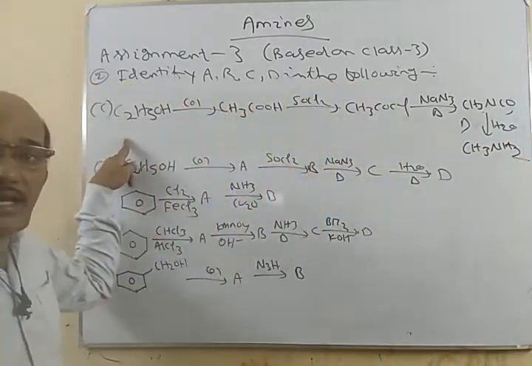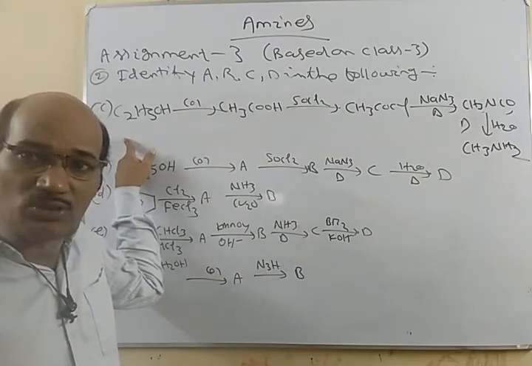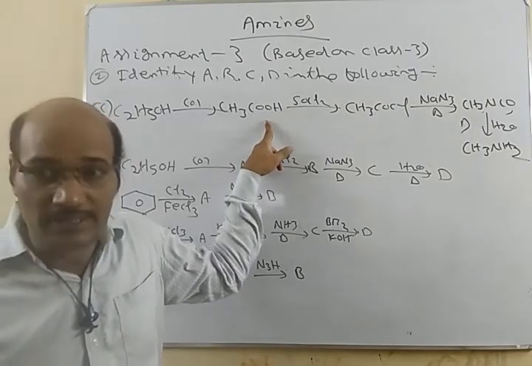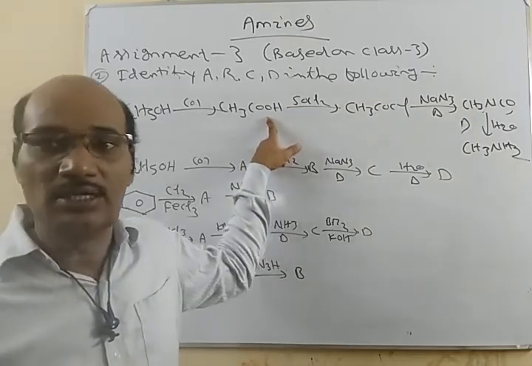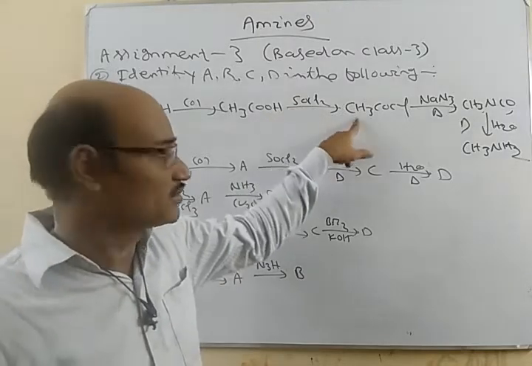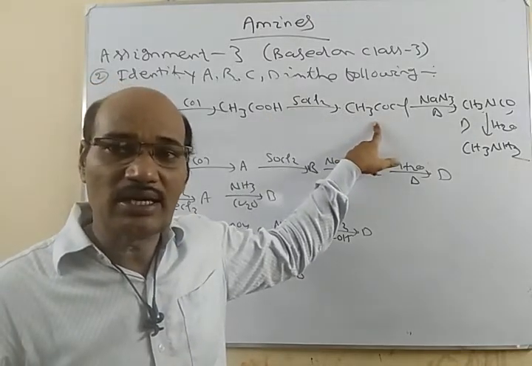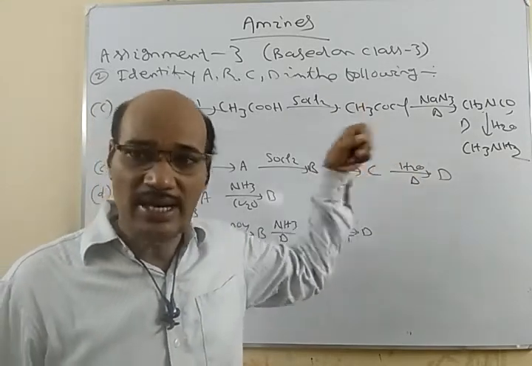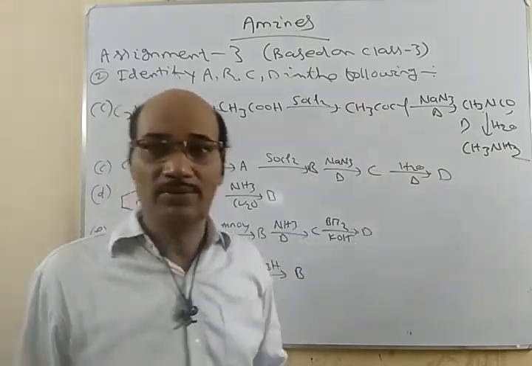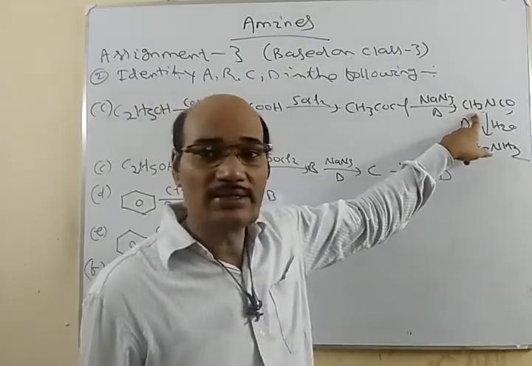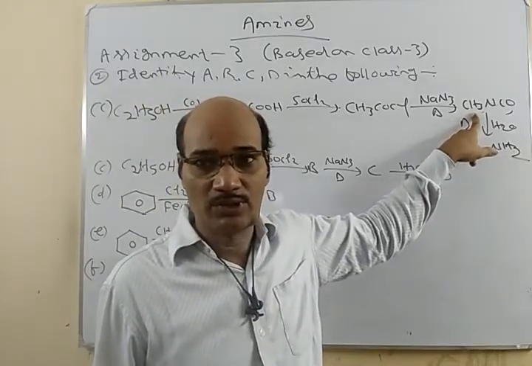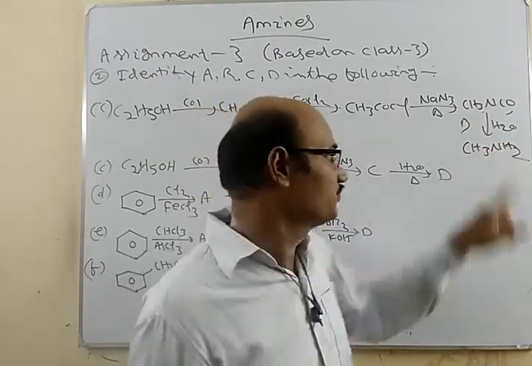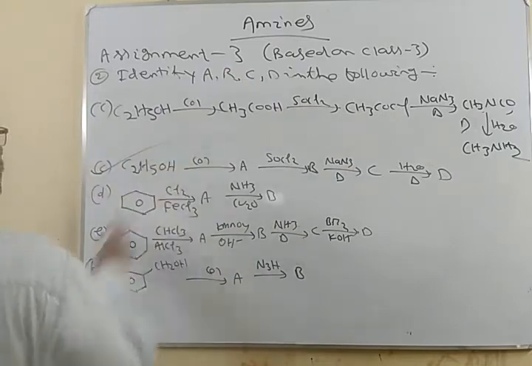So when ethyl alcohol undergoes oxidation, it will give you a carboxylic acid. The carboxylic acid treated with thionyl chloride, SOCl2, will give what? Your acetyl chloride, CH3COCl. That, when treated with sodium azide, will give you acetyl azide. Again, when it is heated, it will give what? Your alkyl isocyanate, CH3NCO. This on heating with water will give you amine. Clear?